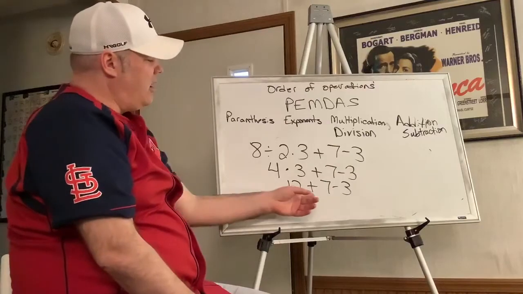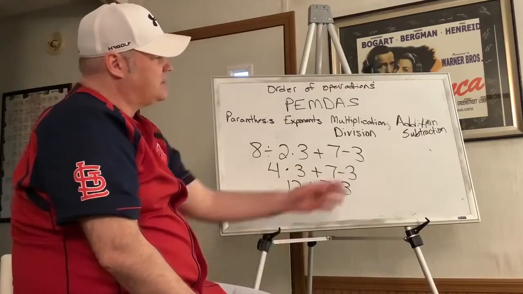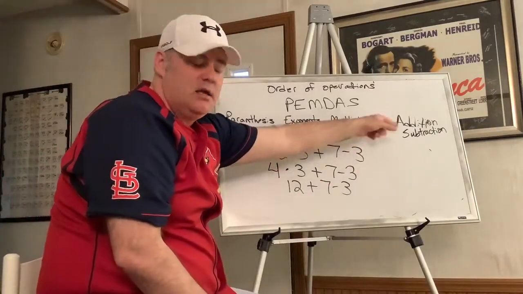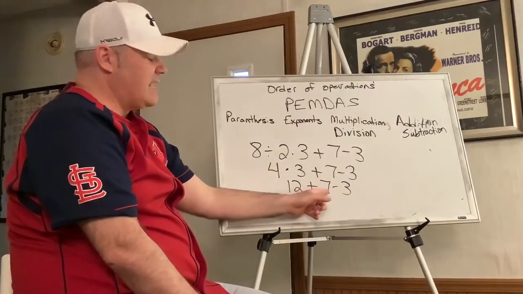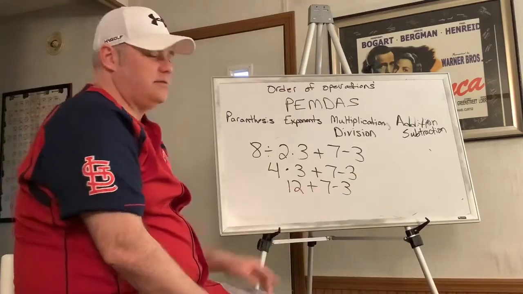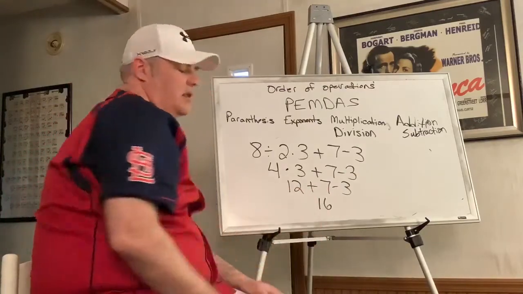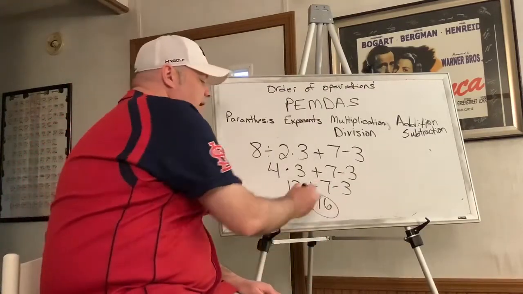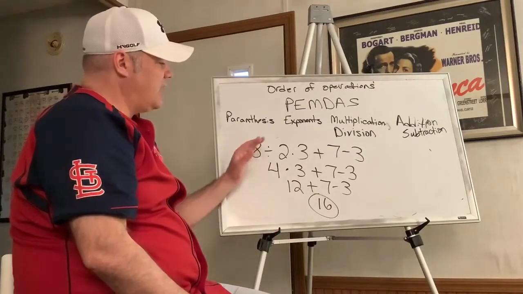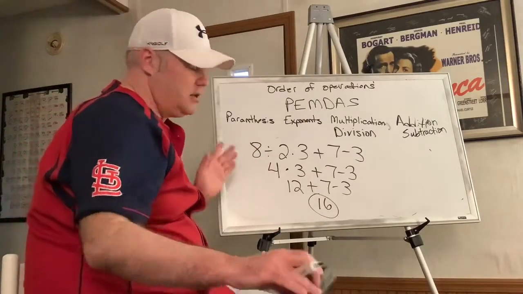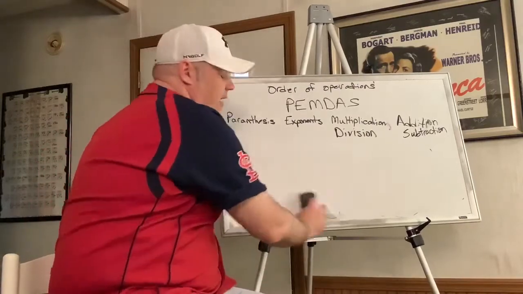Okay. And now all I have left is an addition and subtraction. Those two are a tie. So I just go left to right at this point. 12 plus 7 is 19. 19 minus 3 is 16. Okay? So my answer to this problem is 16. I would go back through, try that, see that, kind of go through. Let's do another one like that.